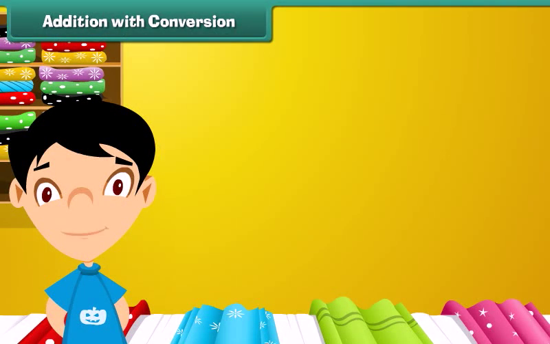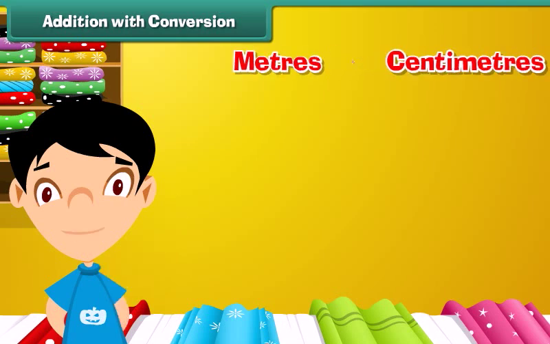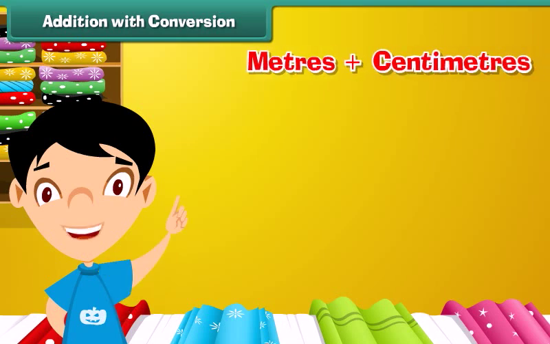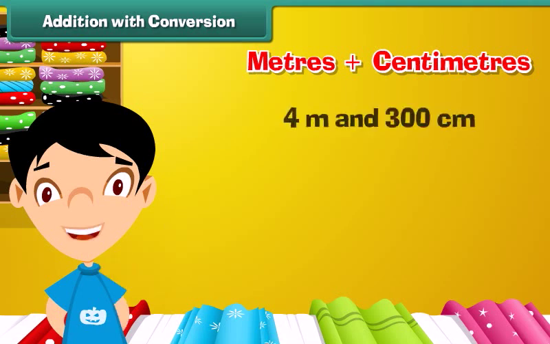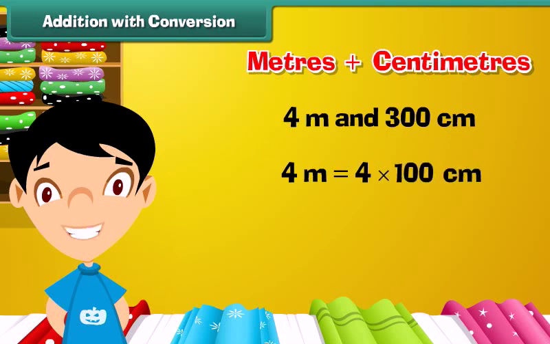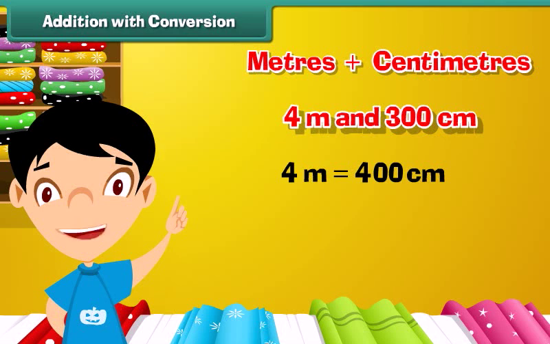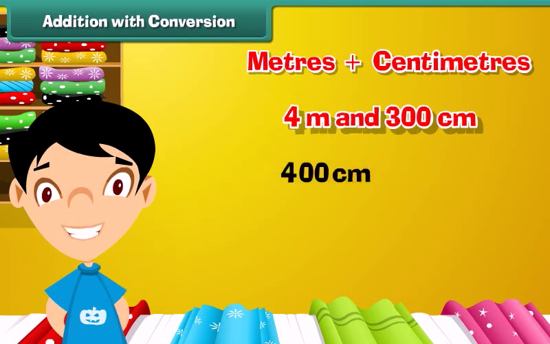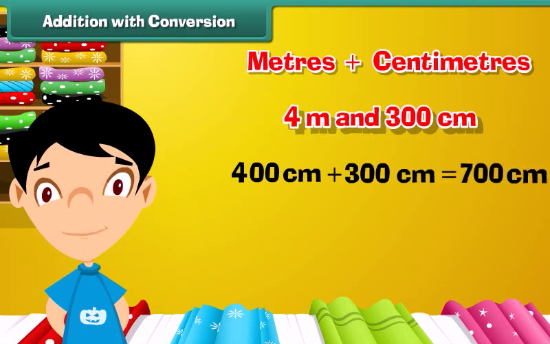Addition with conversion. Now that we know how to convert meters into centimeters, let us learn to add meters and centimeters. Let us add 4 meter and 300 centimeter. Let us first convert meters into centimeters. 4 meter is equal to 4 into 100 centimeter, which equals 400 centimeters. 4 meter plus 300 centimeter is equal to 400 centimeter plus 300 centimeter, which equals 700 centimeter.